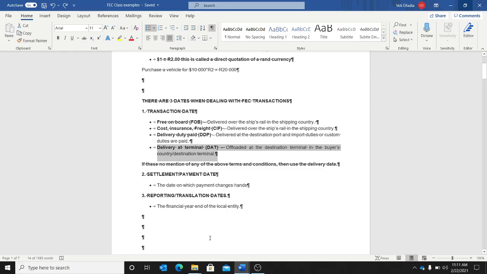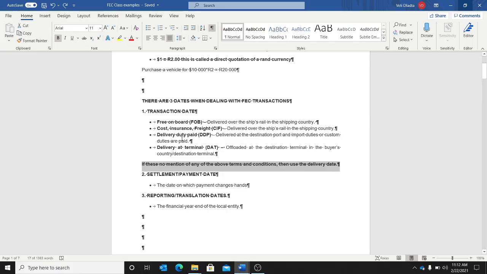Okay. Now, again, here it says if there's no mention of the above terms and conditions, then use the delivery date. So in short, we are saying if you are reading a question and you can't identify those 4, they are not there in the question, then look at the delivery date. That is the date when you assume the risk and rewards that are associated with ownership as the buyer, right?